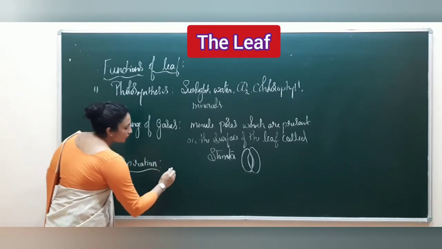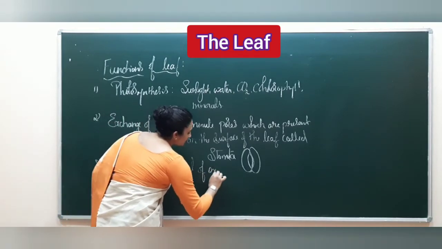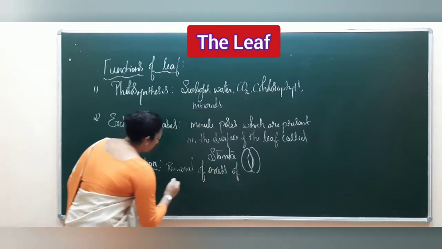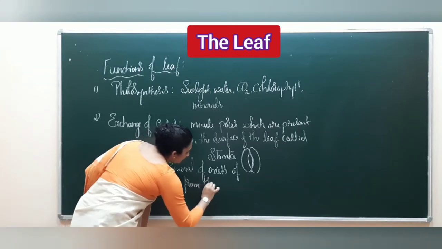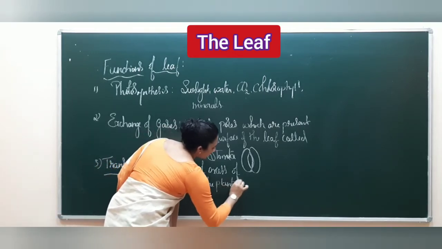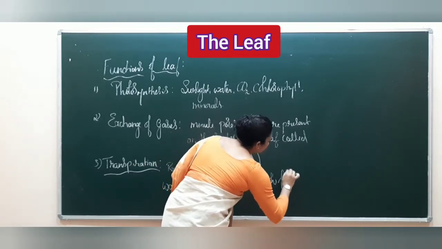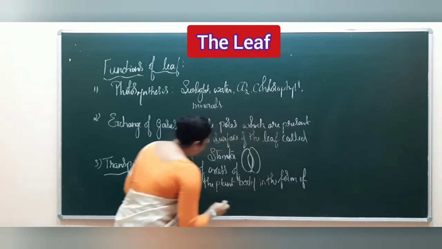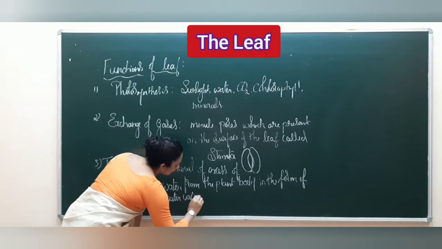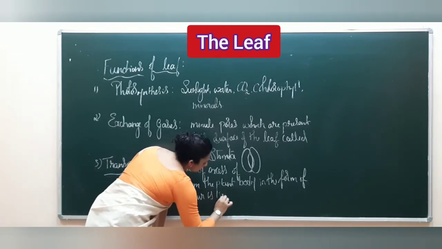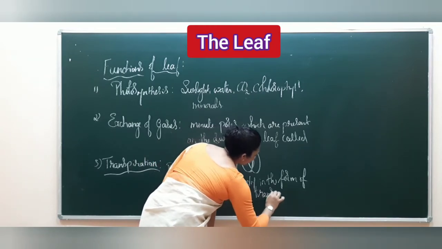So you should be able to write: removal of excess of water from the plant body in the form of water vapor is known as transpiration.